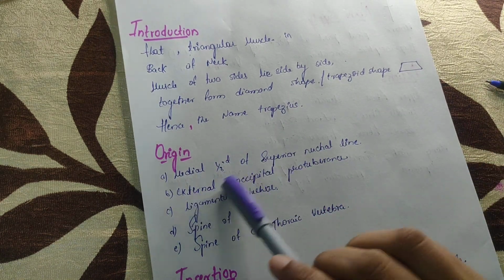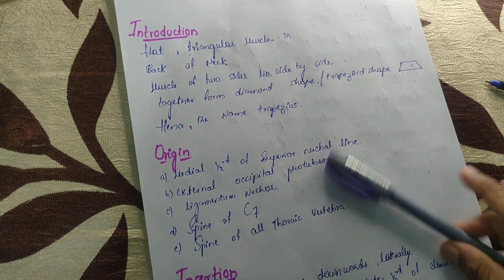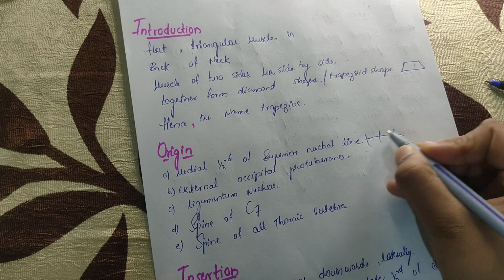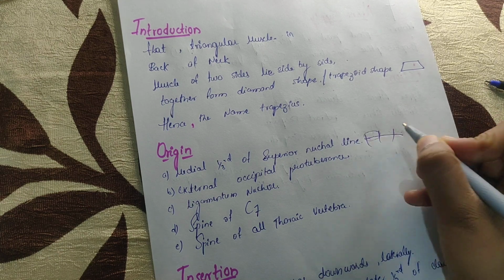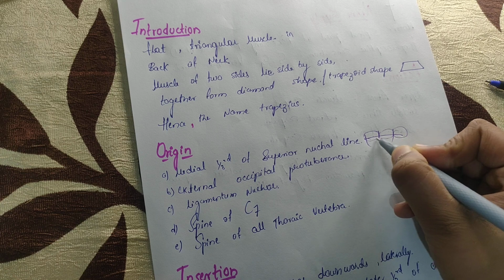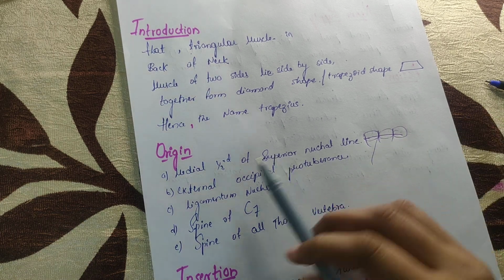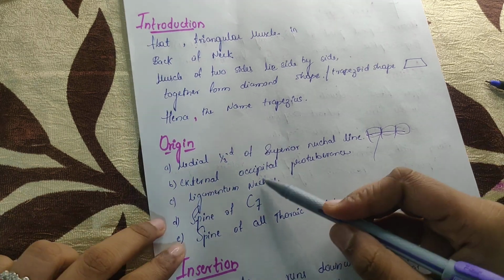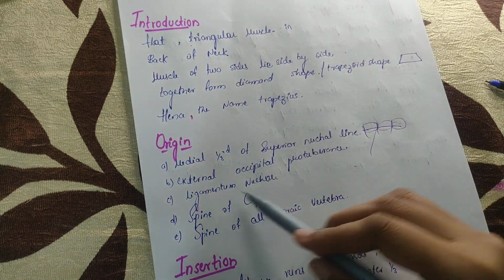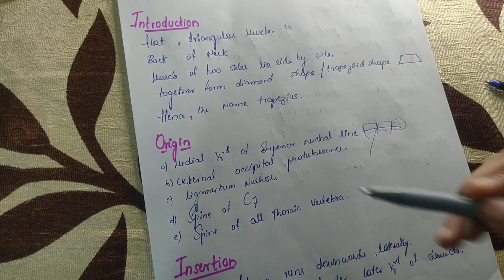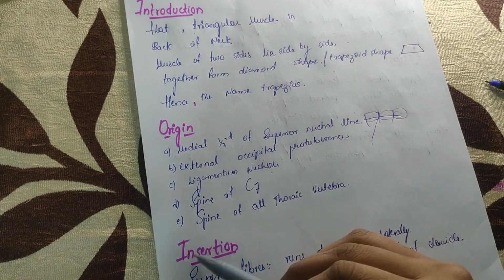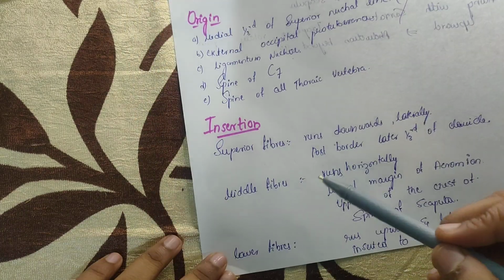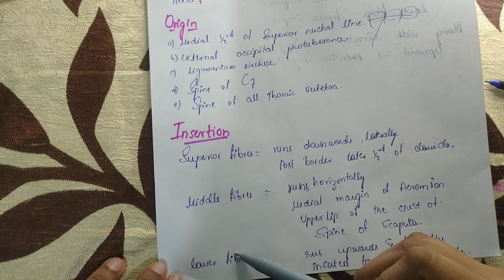Origin: medial 1/3 of superior nuchal lines. We can divide this into three parts: medial part, middle part and lateral part. Medial 1/3, it originates like this. External occipital protuberance is the highest elevation on the back of the skull. Ligamentum nuchae runs from the external occipital protuberance, and the spine of C7 vertebra and spines of all thoracic vertebrae. They are inserted as three fibers: superior fiber, middle fiber and inferior fiber.